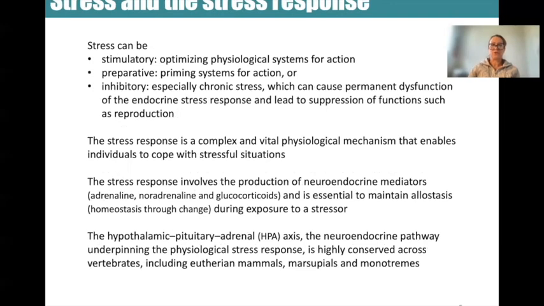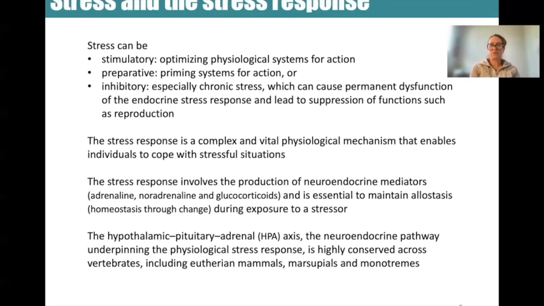So stress and the stress response. Stress can either be stimulatory, so this is optimizing physiological systems for action. It can be preparative, priming systems for action, or it can be inhibitory. So this is especially what we see in chronic stress, and this can cause permanent dysfunction of the endocrine stress response and lead to the suppression of critical functions such as reproduction.